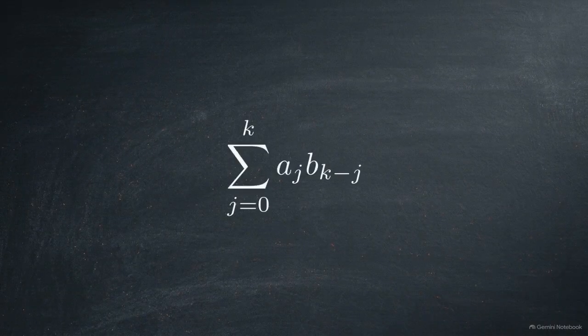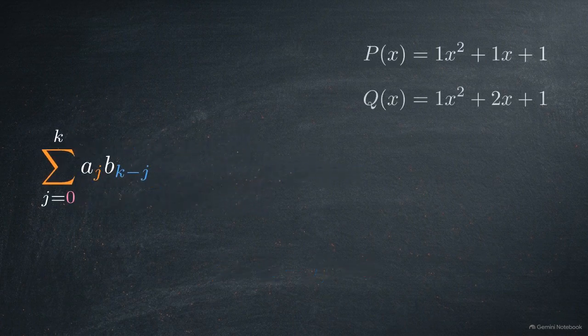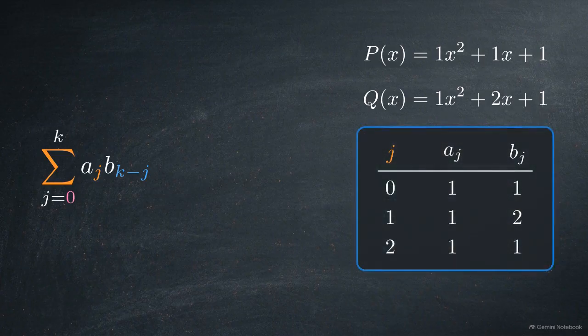We can now translate this index pattern into formal summation notation, the discrete convolution sum. Within this summation, j serves as the running index counter. This is paired with the complement index, k minus j. This specific arrangement ensures that the two indices will always sum to our target exponent, k. We can test this formula using two quadratic polynomials. First, we extract their integer coefficients and place them in a data ledger.